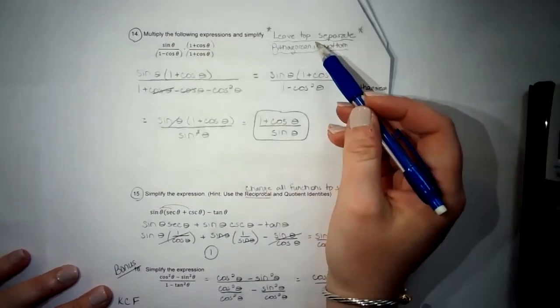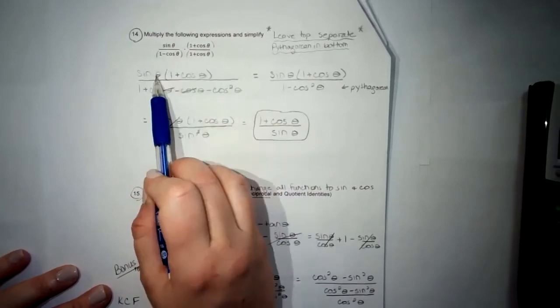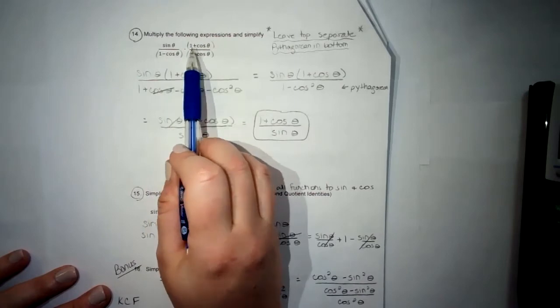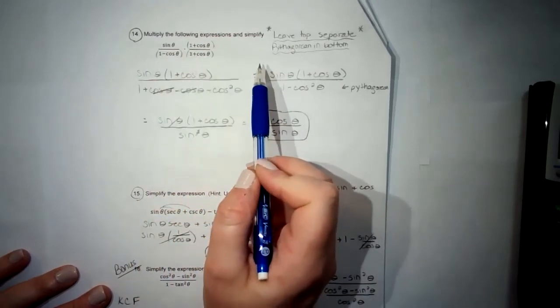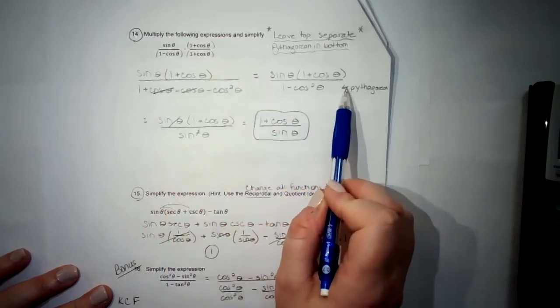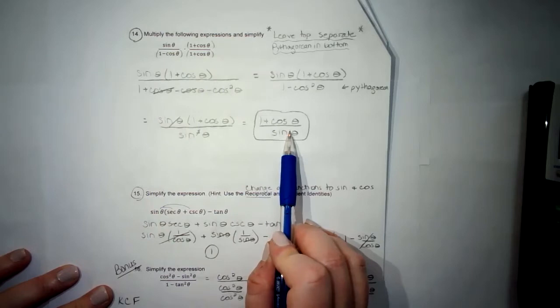This was my note and I didn't even read it. So here, I didn't distribute it. My numerator, I left them separate. I just set them next to each other because they're multiplied, but I didn't distribute it. But I did distribute the bottom. And then I used Pythagorean and then I canceled.